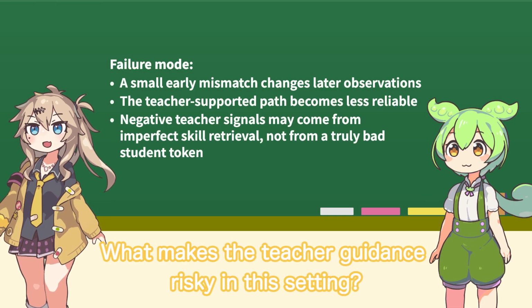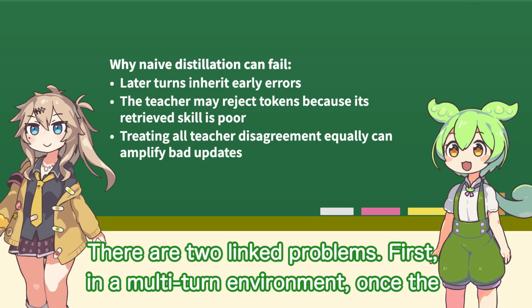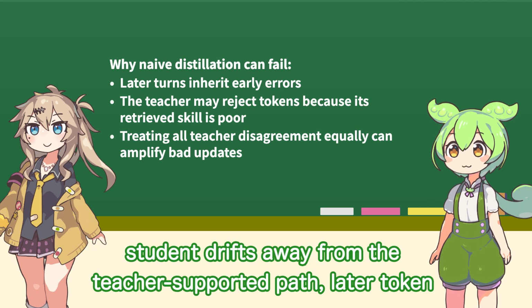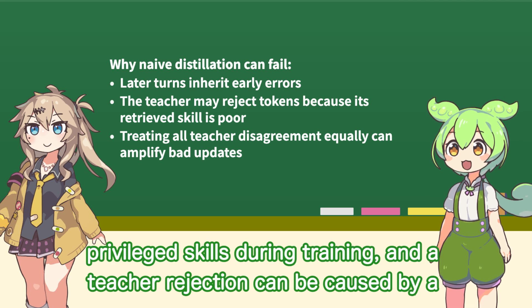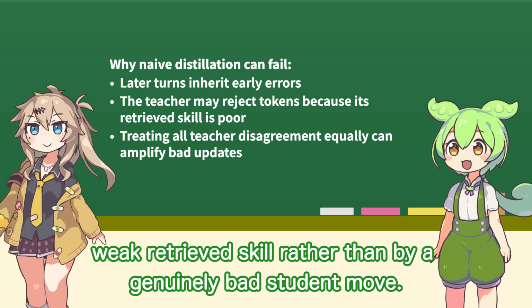What makes the teacher guidance risky in this setting? There are two linked problems. First, in a multi-turn environment, once the student drifts away from the teacher-supported path, later token guidance can point at the wrong context. Second, the teacher gets privileged skills during training, and the teacher rejection can be caused by a weak retrieved skill rather than by a genuinely bad student move.